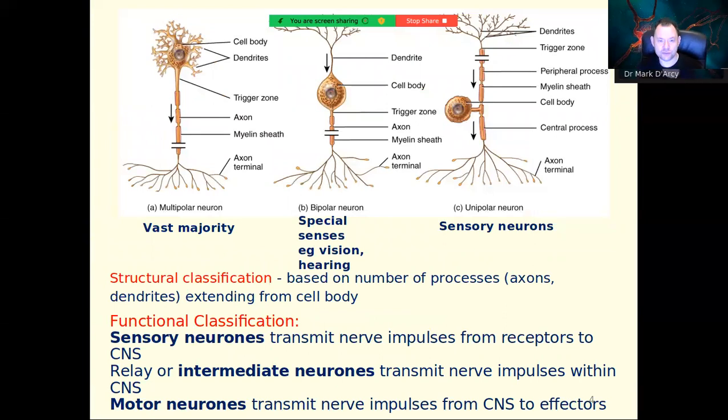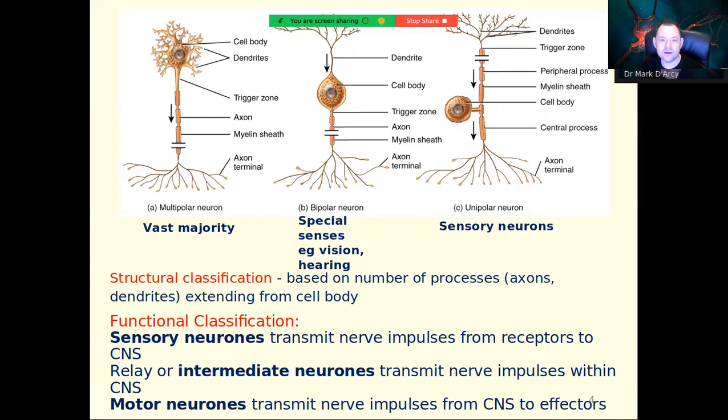Now, there are different categories of nerves. You can categorize them based on their structure, what they look like, or their function. So we can structurally classify them depending on whether they are multipolar, bipolar, or unipolar. A multipolar neuron is a neuron that basically has got all the dendrites and the cell body at one end and the axon terminal at the other. So the cell body is at one end, the axon terminals are at the other. This is the vast majority of neurons.